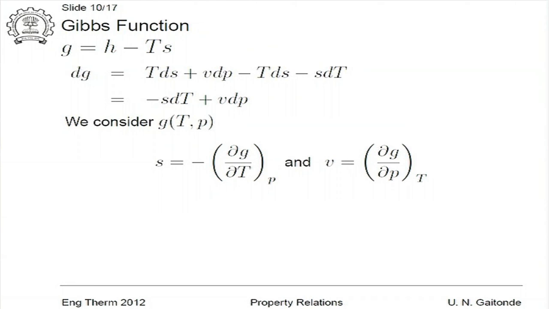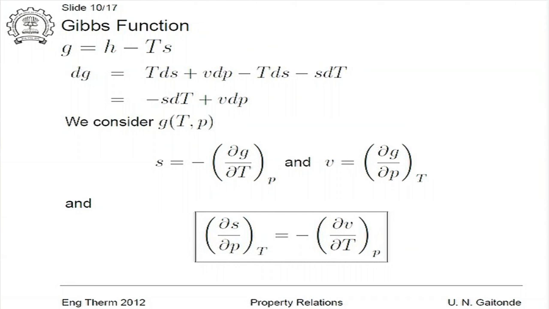And the cross derivative gives us a relation: partial of entropy with pressure at constant T is negative of the partial of volume with temperature at constant P. And again, this is important because the variation of entropy with pressure at constant temperature is provided to us in terms of only PVT information, which is available simply from the equation of state.